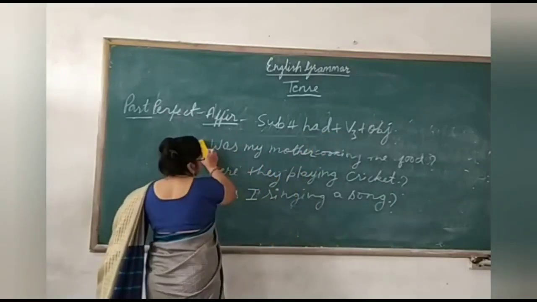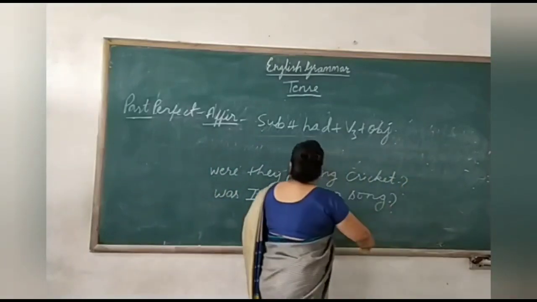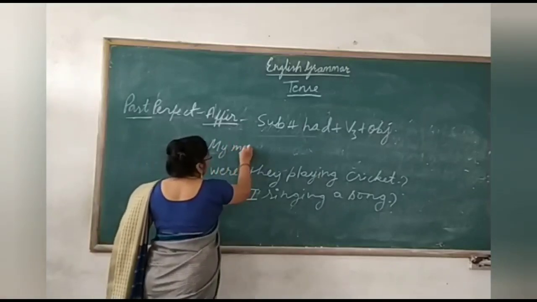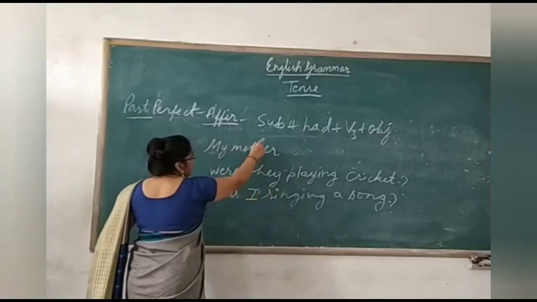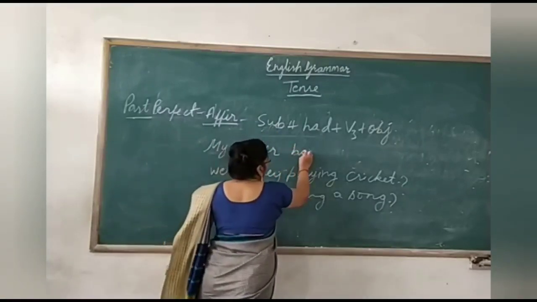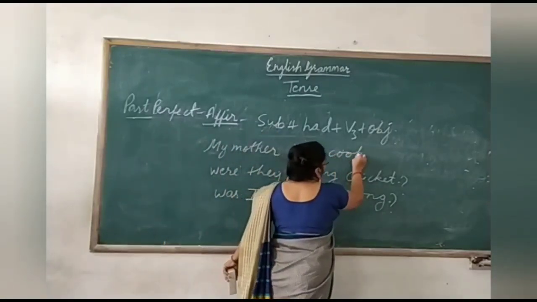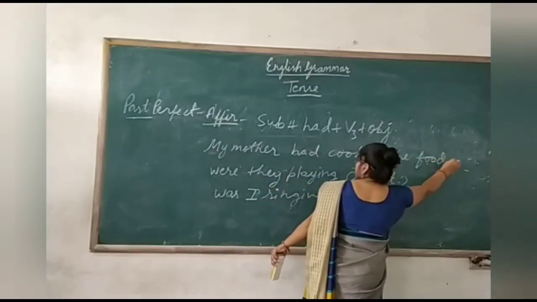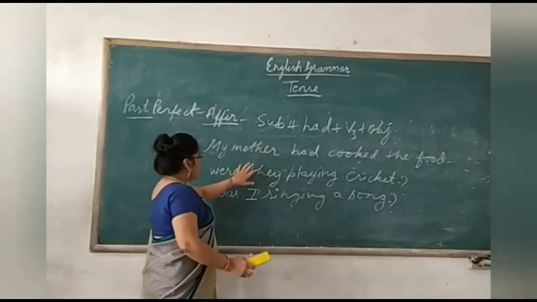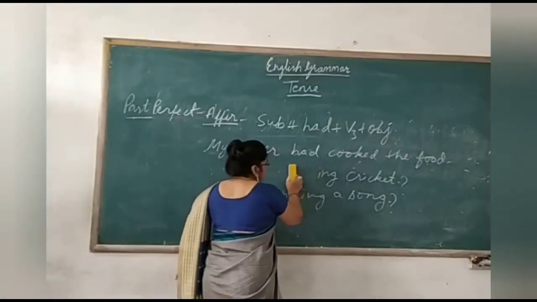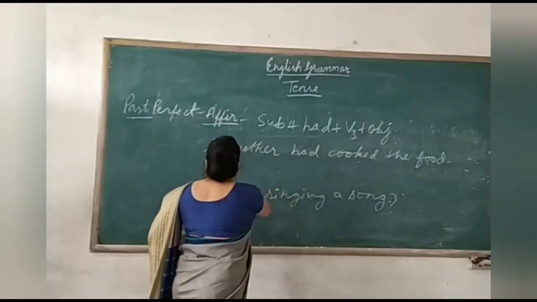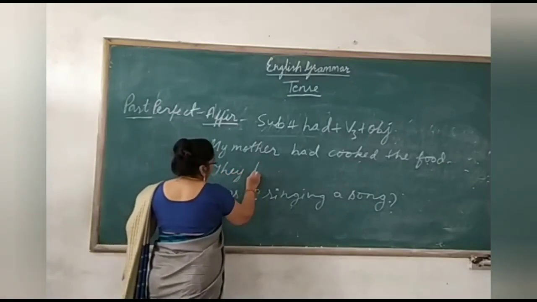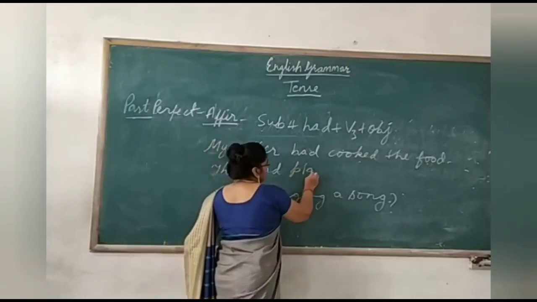So here, let us see the formation. Suppose that my mother, subject is my mother, had. Verb will go in third form, cooked the food. See here. Clear? Then here the same sentence we will take and convert it into past perfect tense. Here they had played cricket.